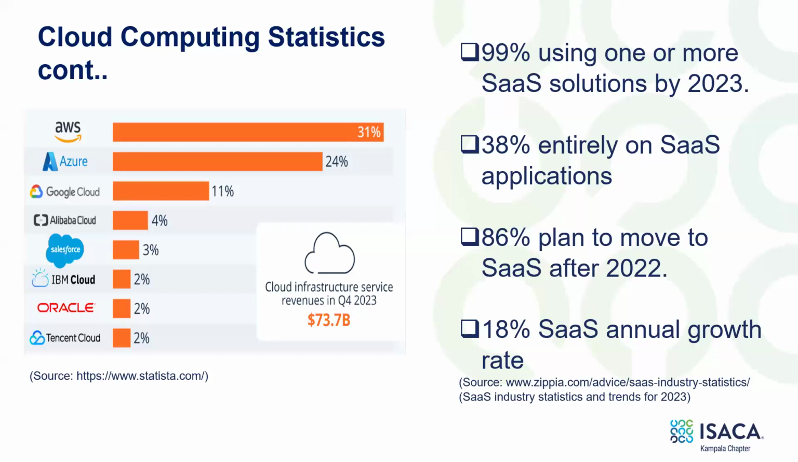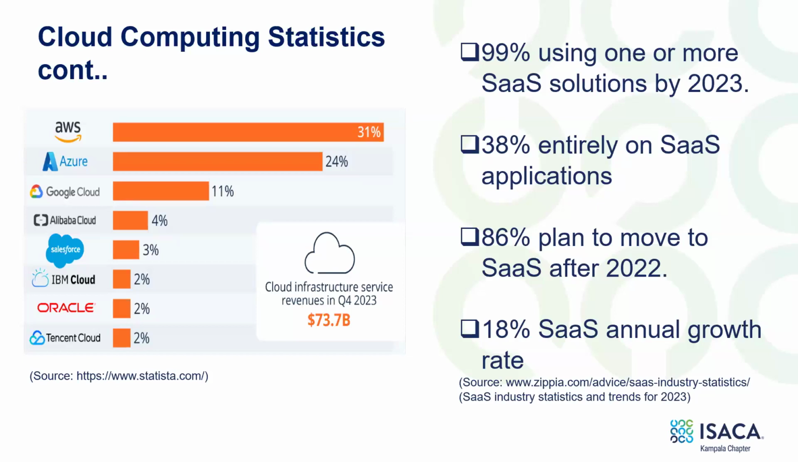So 99% of the companies are going to be adopting more of these SaaS solutions. Now, we also have that 38% of companies run entirely on SaaS applications. So this report tells us that currently, worldwide, 38% of companies are running on SaaS applications, meaning that they do not have in-house applications running. So most of their workloads are being done on the SaaS, on cloud.